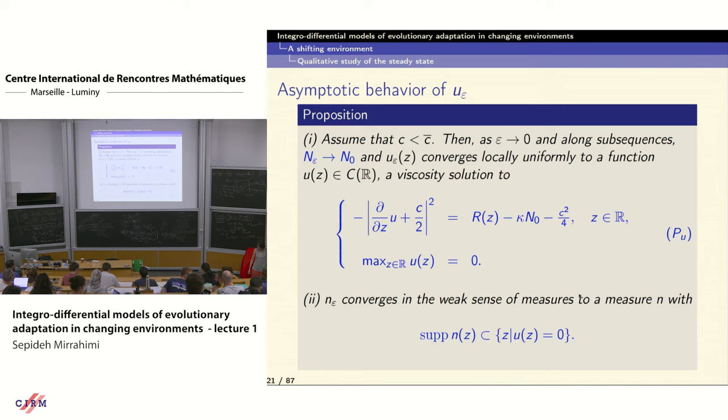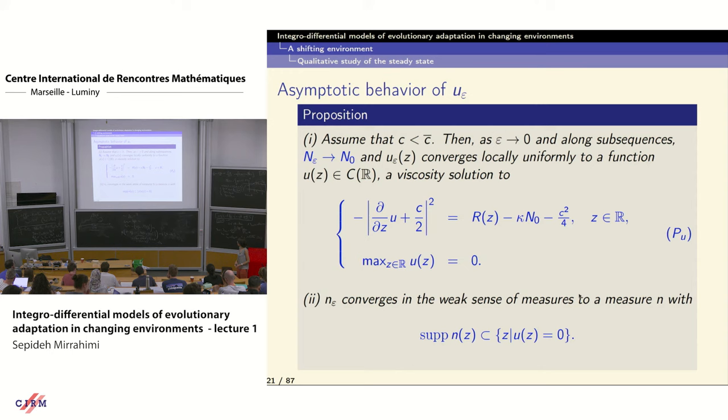Okay. So let's, for the moment, forget what a viscosity solution is and just discuss what we obtain in this theorem. So what we obtain is that we have this Hamilton-Jacobi equation. This is where the name of the approach comes from.